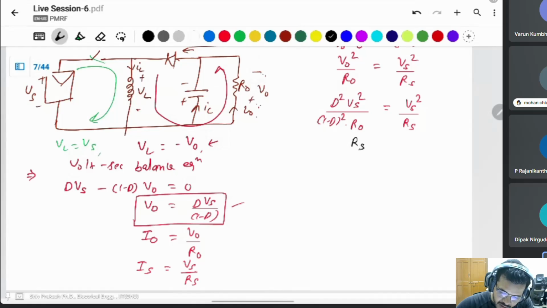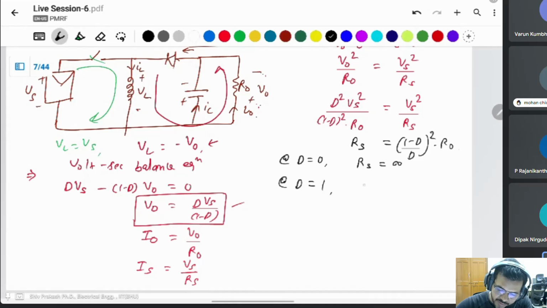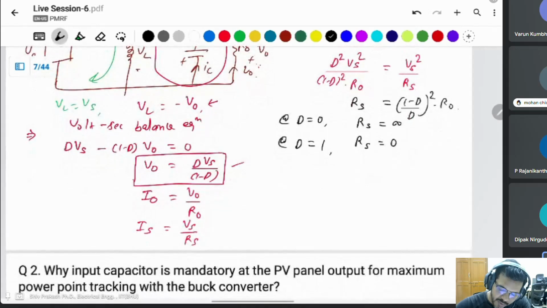Here, Rs is equal to (1 minus D) divided by D square into R naught. Same thing, at D is equal to 0, Rs will be infinity, and at D is equal to 1, Rs will be 0. It means this will vary from 0 to infinity.